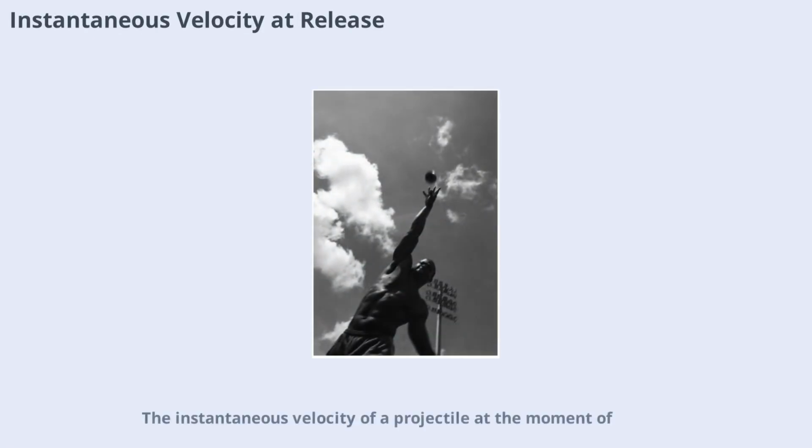The instantaneous velocity of a projectile at the moment of release is a critical factor in determining its ultimate horizontal displacement. This velocity combines both the speed and direction of the object as it leaves the hand or launching device. Maximizing this value can lead to longer and more accurate throws, jumps, or shots.